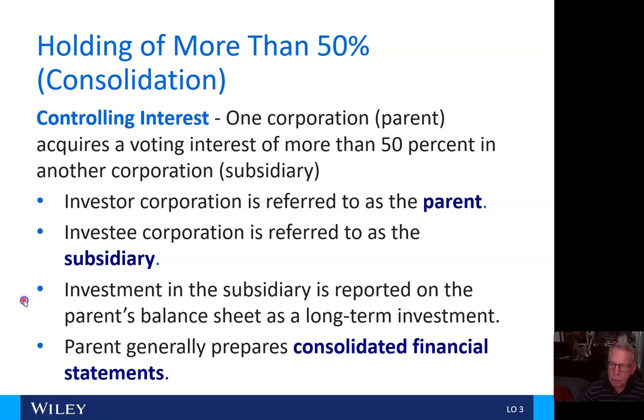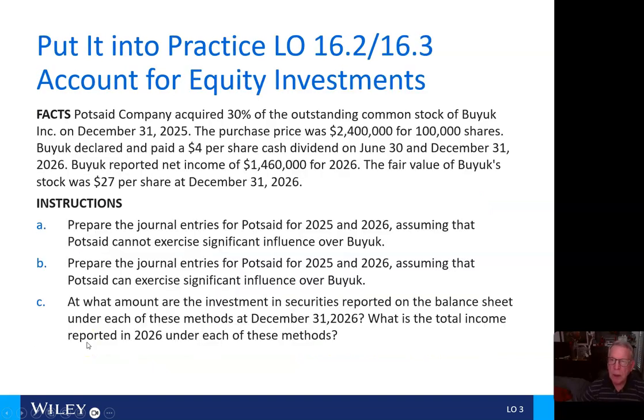And bullet point 3, investment in the subsidiary is reported on the parent's balance sheet as a long-term investment. And bullet point number 4, the parent generally prepares consolidated financial statements. Okay, let's see how that looks.